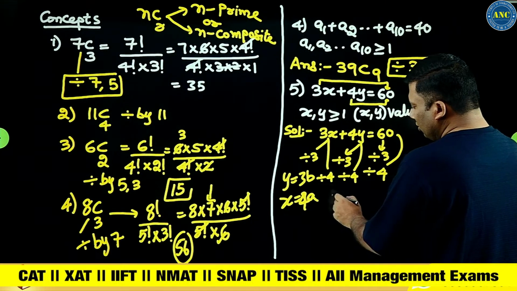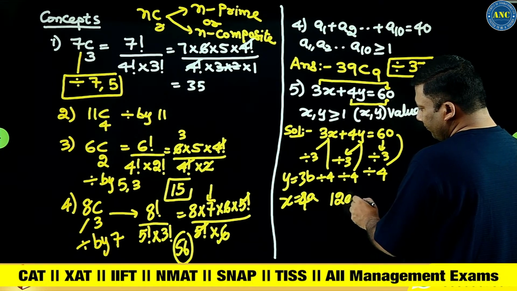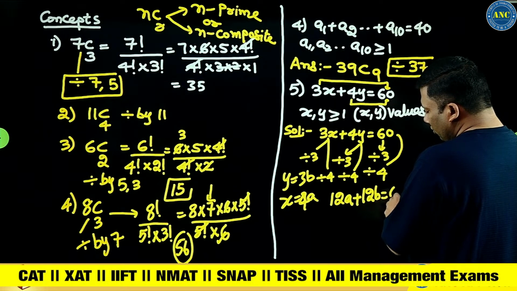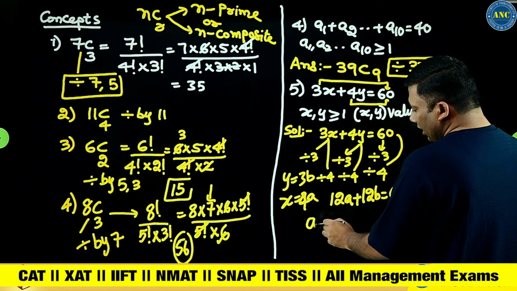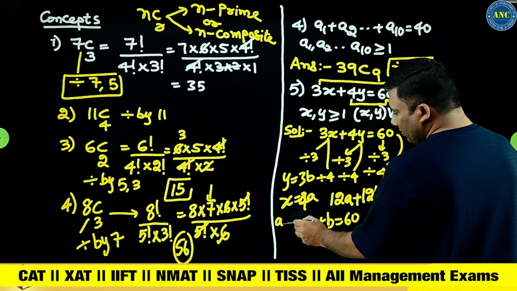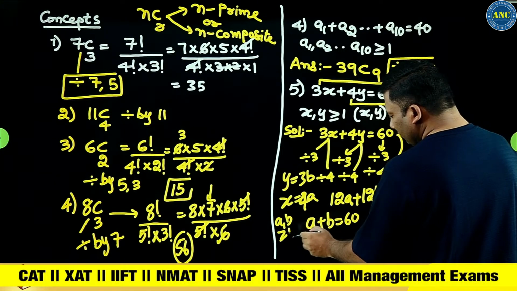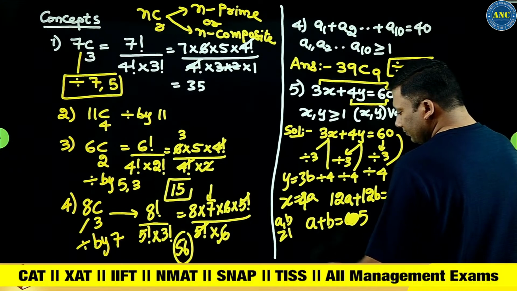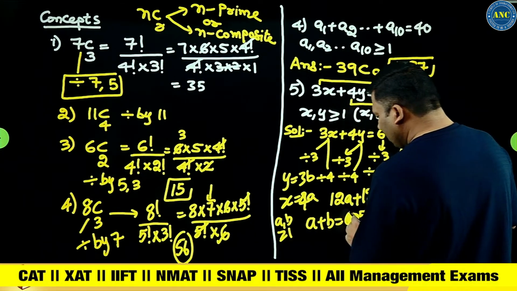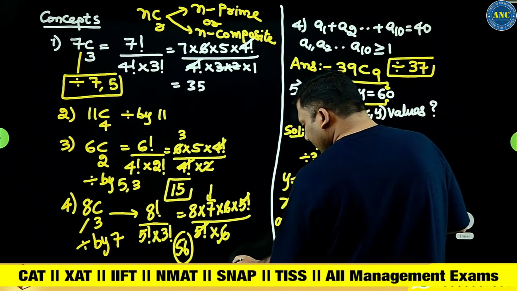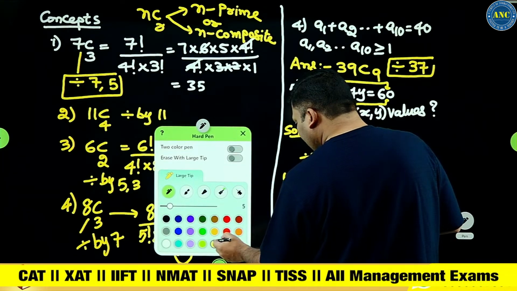Substitute. 3 into 4a, 12a. 4 into 3b, 12b is equivalent to 60. Of course, it is a positive integral solution. So, a plus b is equivalent to 5, since 12 fives are 60. Idea clear?